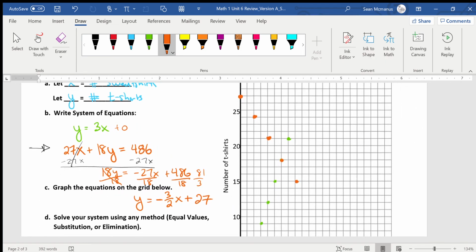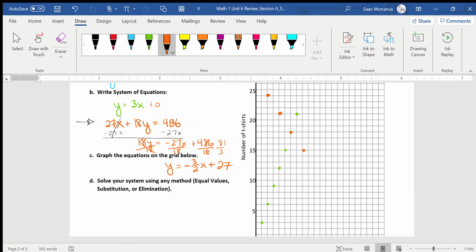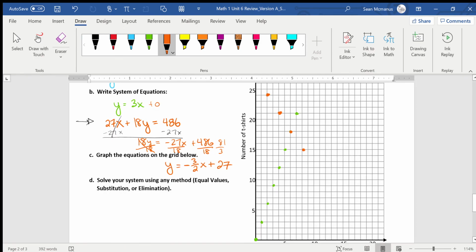So if I want to know the solution to the system, solve your system using any method. Well, it asked us to graph them, so I already graphed them. I see they cross right here, so that's my solution right there. I could use any of the other methods that we have learned, but graphing's already done for me.